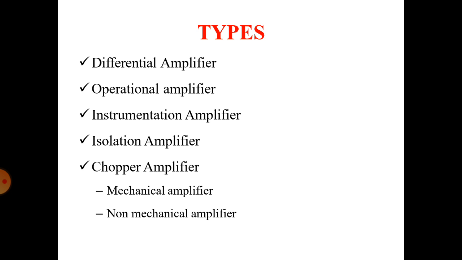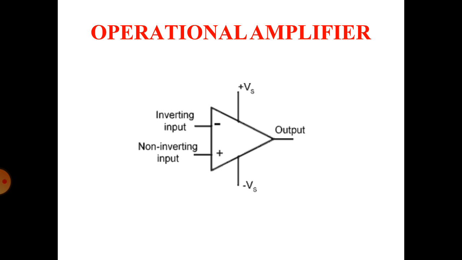So the next is the isolation amplifier. What is meant by isolation amplifier? We can isolate part of the signal or frequency in a recording setup. That is called an isolation amplifier. Chopper amplifier: we have two types, mechanical chopper amplifier and non-mechanical chopper amplifier.